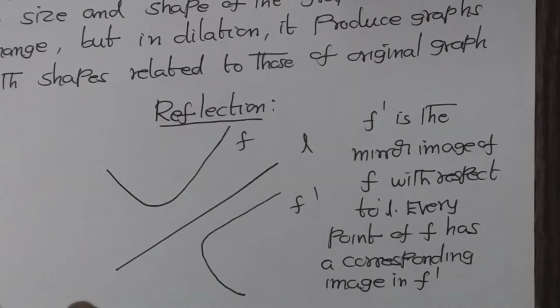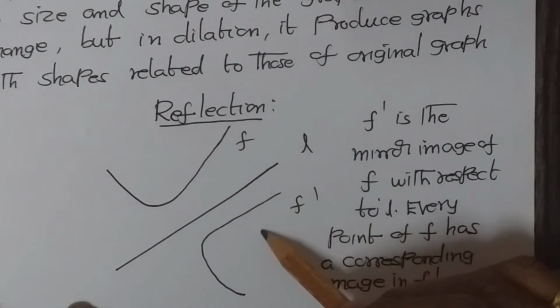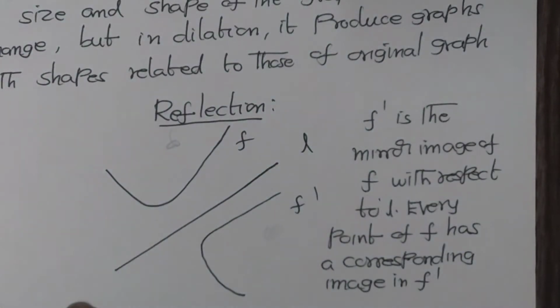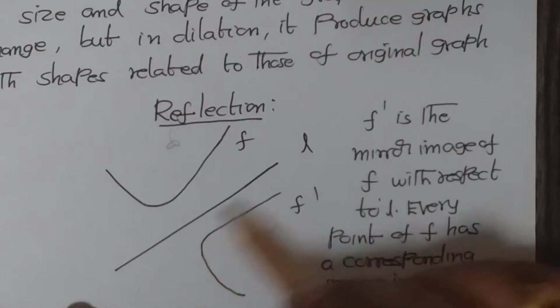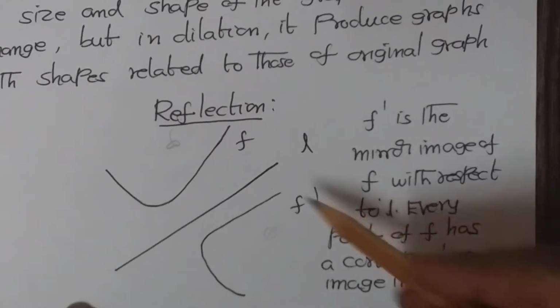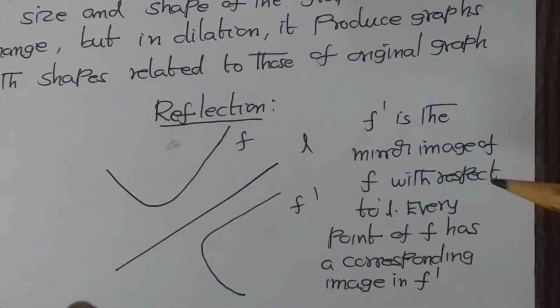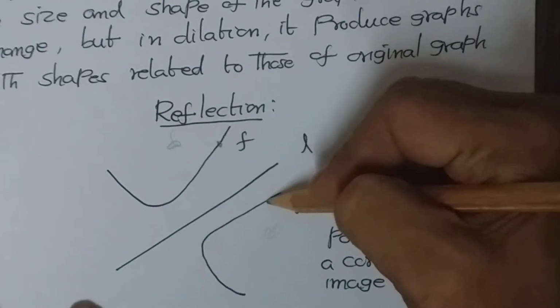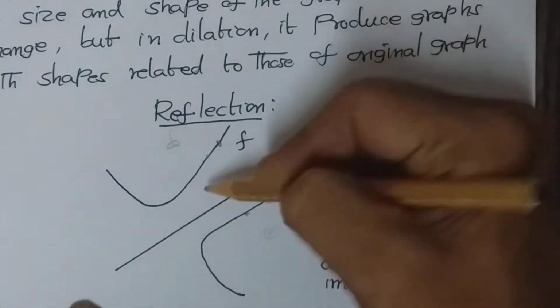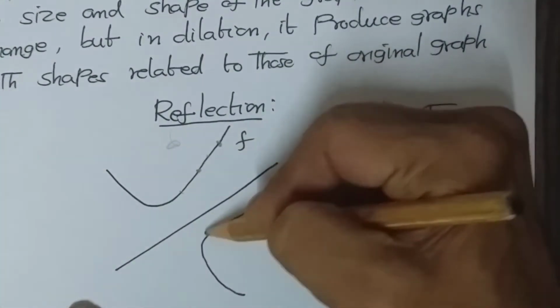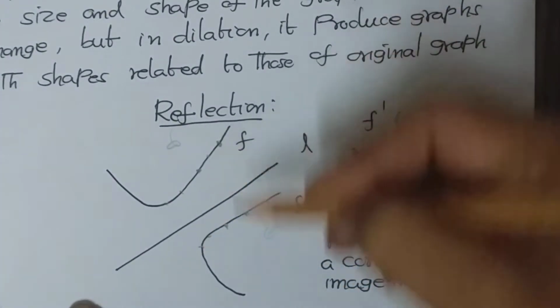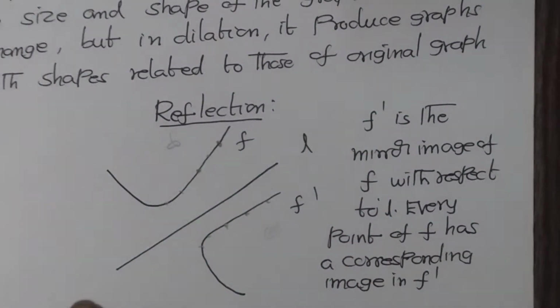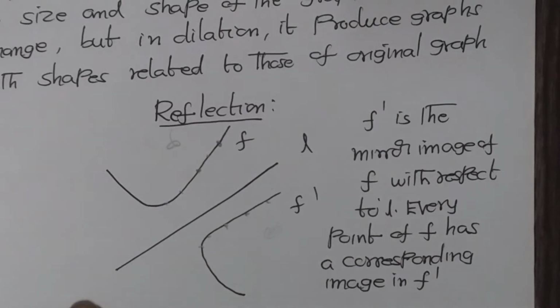So here f dash is the mirror image of this f, with respect to this line L. Every point of f has a corresponding image in f dash. That means this point's image is this one, this point's image is this one, and so on. Like that you can draw the same mirror image. Students, this is a reflection about the line. And we'll see some more illustrations and some more methods of reflections.